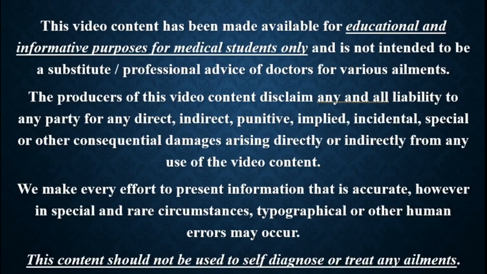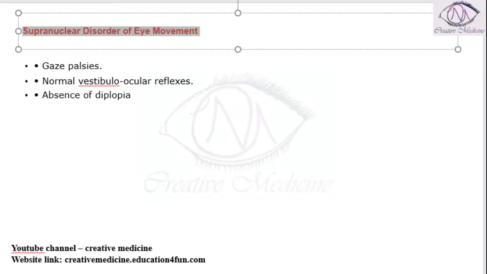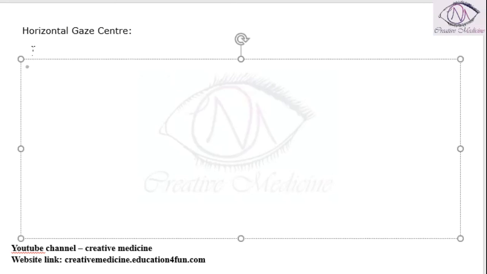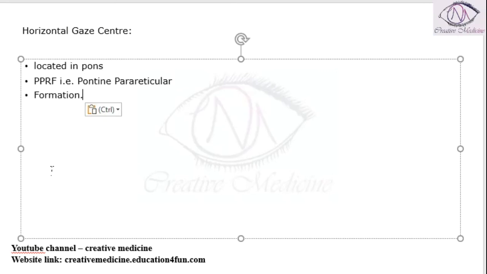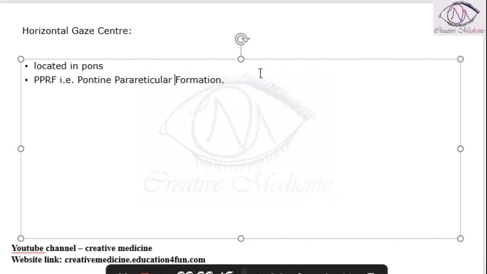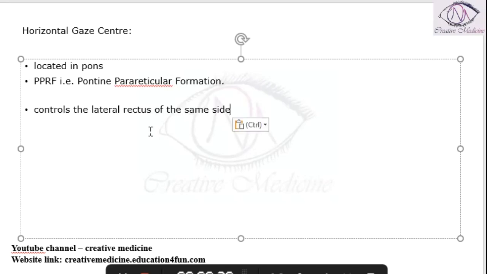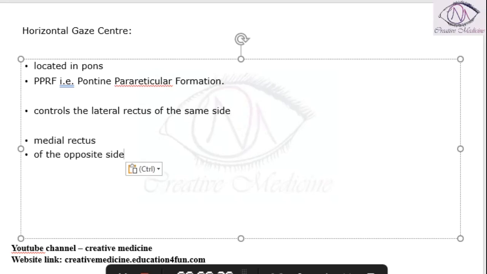In this lecture, we will learn about the horizontal gaze center. The horizontal gaze center is located in the pons, called the pontine parareticular formation. This pontine parareticular formation controls the lateral rectus present on the same side, whereas the medial rectus present on the opposite side is controlled by the medial longitudinal fasciculus.